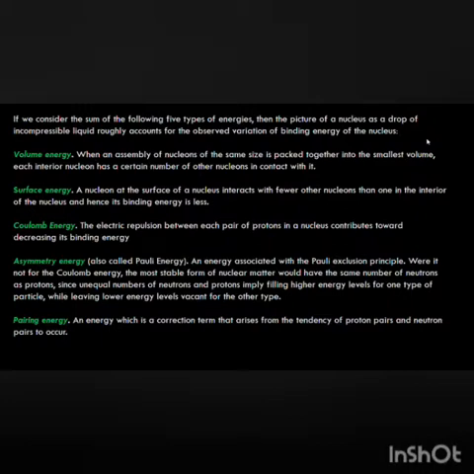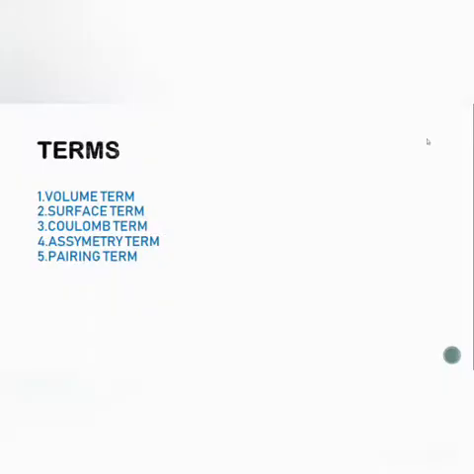Next is the pairing energy, a correction term that arises from the tendency of proton pairs and neutron pairs to occur. So here are the different terms. At first we have the volume term, then the surface term, Coulomb term, asymmetry term, and pairing term.